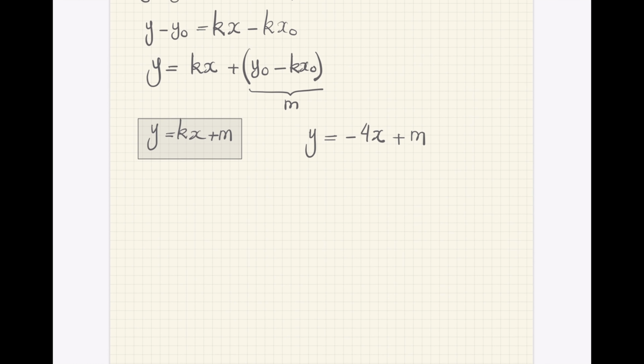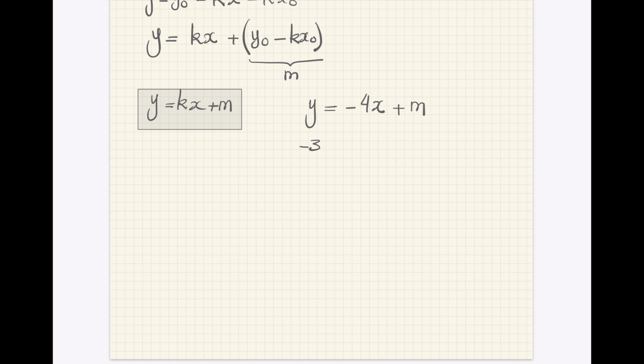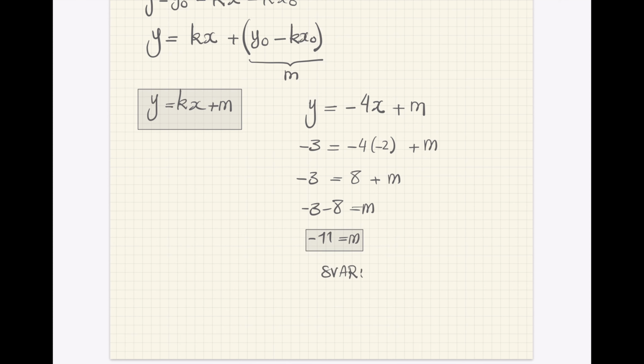So it means that if instead of y I put minus 3 and instead of x I put minus 2, this should hold. But then this becomes minus 3 is equal to 8 plus m. I move 8 to the left, it becomes minus 3 minus 8 is equal to m. And this means that m is minus 11. But this is not the answer. The answer is this. You go back and replace m with what you got. So it becomes y is equal to minus 4x minus 11.